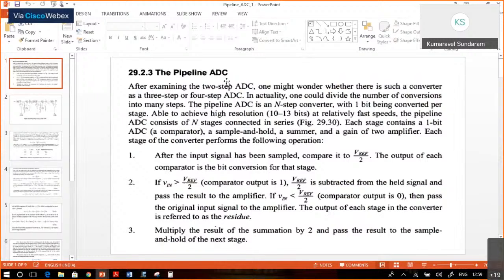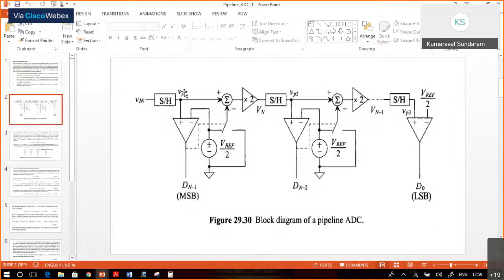in a continuous manner. So this is the architecture of the pipeline ADC, with sample and hold. If you are going to realize a 3-bit ADC, 3 stages will be there, so only 3 comparators are required, but we require 3 clock cycles to generate the output.